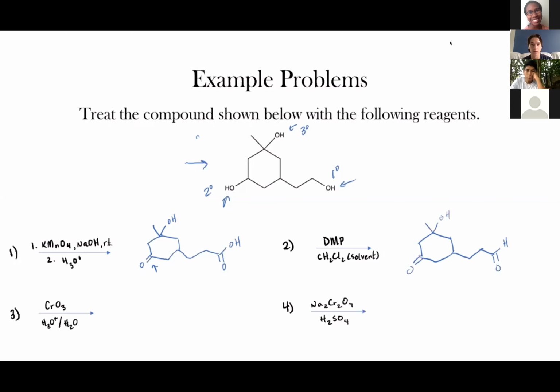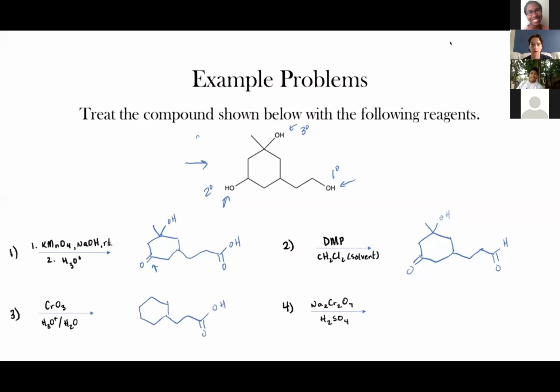All right. How about CrO3? Let's start with our primary alcohol. I thought it was the carboxylic acid, right? Good. Yes. CrO3 is going to be another example of a strong oxidant.